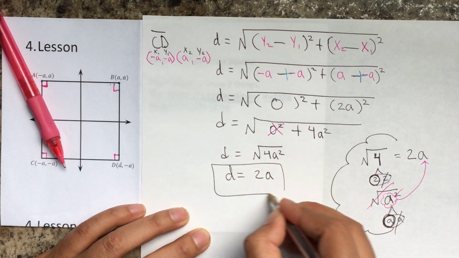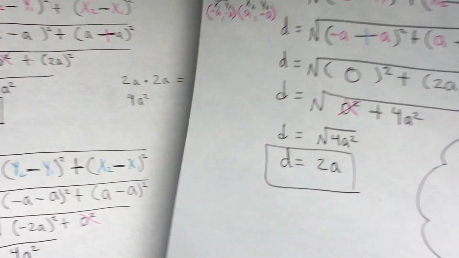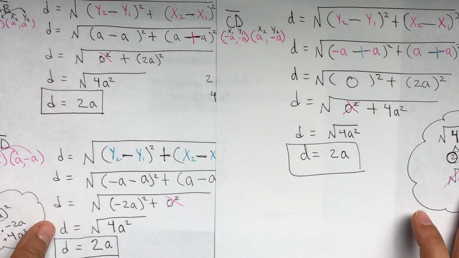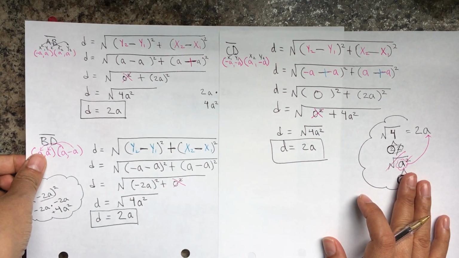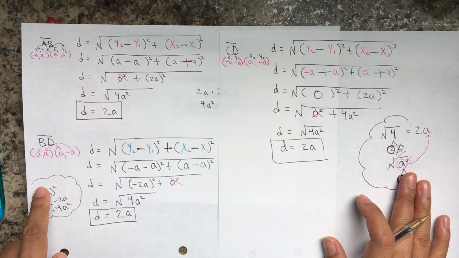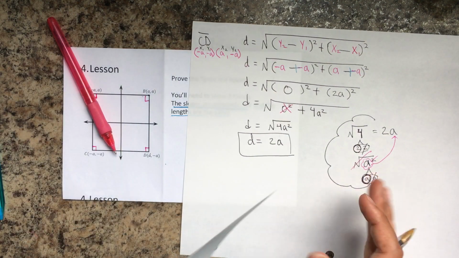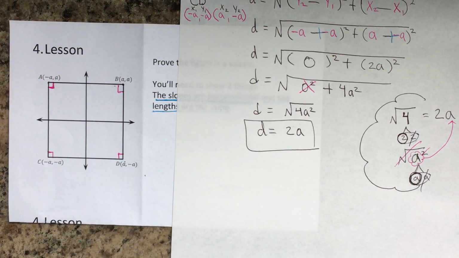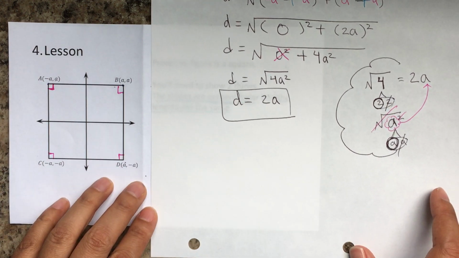Okay, so we had, if you recall, now it's 3 sides. This one is AB. So you have AB is 2A, BD is also 2A, and now CD is also 2A. So far they have the same measurement. Let's do the last side, which is AC or CA. It doesn't matter which one you put first.